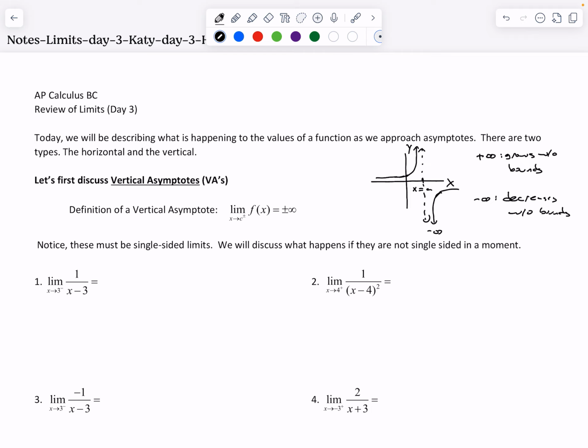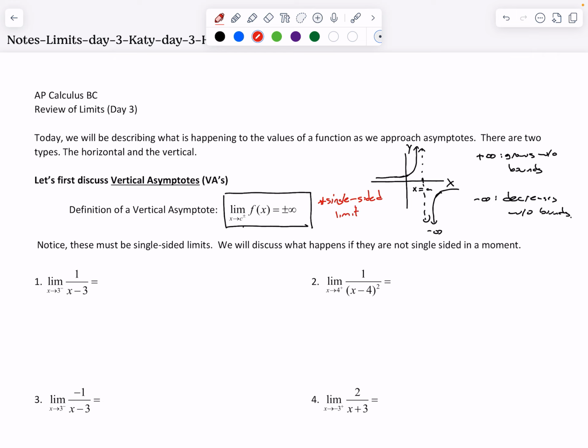So what we want to find today is what's happening at an asymptote. And we're going to start with the definition of a vertical asymptote. The definition is: as x is approaching some value c, from either the right or the left, the function is approaching positive or negative infinity. Now, keep in mind, this must be a single-sided limit. We can only approach an asymptote from one side.